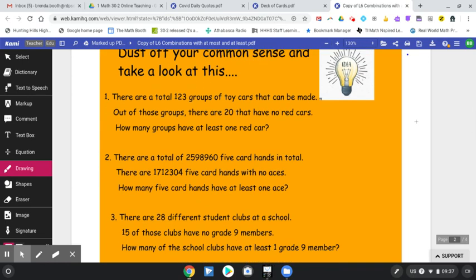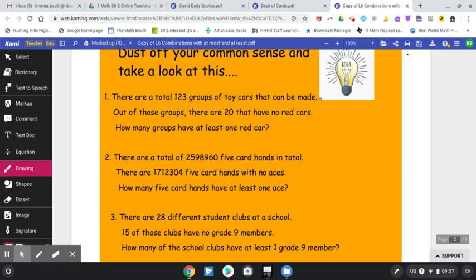So there are a total of 123 groups of toy cars that can be made. So that's without any restrictions. Let's say you've got all your little Hot Wheels cars out there and you're making as many different combinations as you can. And there's 123 with no restrictions at all. Out of those groups, there are 20 that have no red cars. And the question is, how many groups have at least one red car?